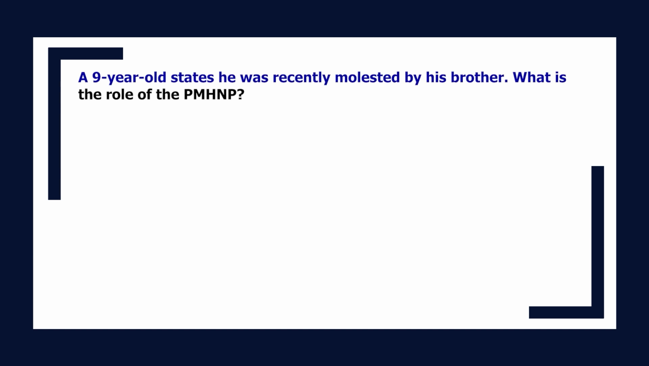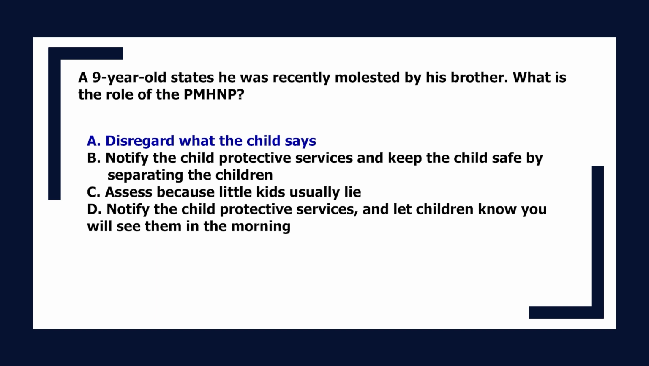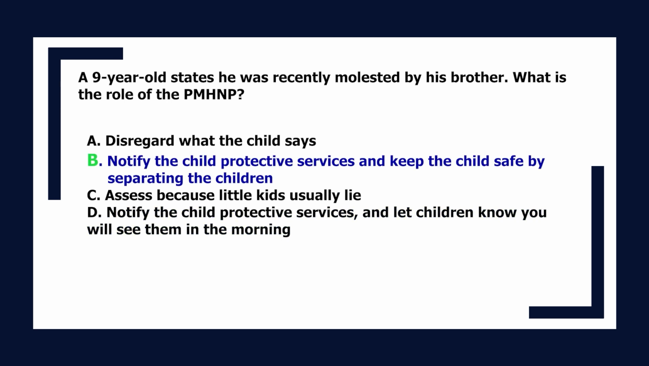A 9-year-old states he was recently molested by his brother. What is the role of the PMHNP? A. Disregard what the child says. B. Notify the Child Protective Services and keep the child safe by separating the children. C. Assess because little kids usually lie. D. Notify the Child Protective Services and let children know you will see them in the morning. The answer is B. Notify the Child Protective Services and keep the child safe by separating the children.